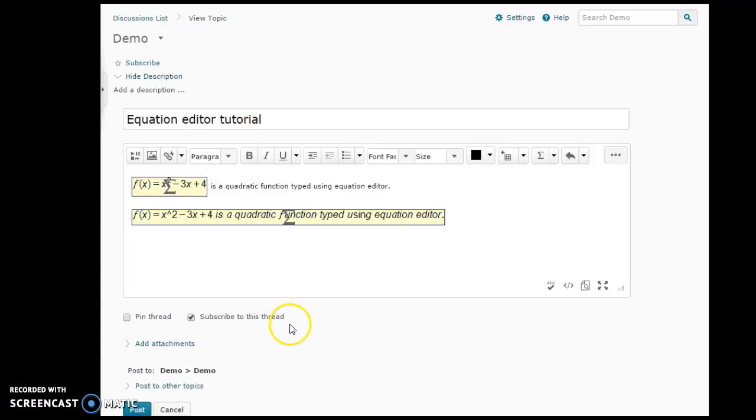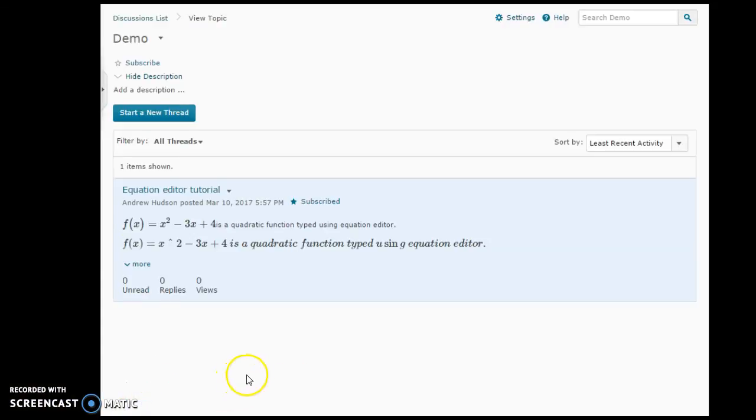So if I insert this and then say post, notice what we get. The word "using" looks like U-sine-G. Hard to read. The F in "function" has been redone in type to make it look like a function. Again, not that pretty.